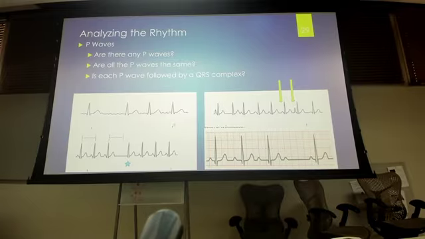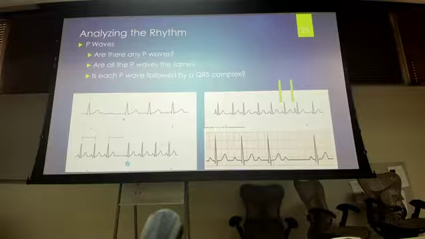So that top one, that's atrial fibrillation. It's not that the P waves aren't there, they're just not being conducted very well because the atria are doing this. Okay? The atria are doing this. And sometimes you will see a very clear P wave.